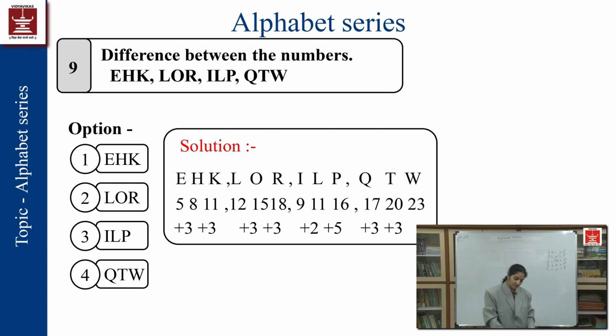Okay, there are again 3 alphabets over here. E, H, K. Okay, it's E, H and K. This is the first option. You have to select the odd one. Second option, L, O, R. Third option, I, L, P. And last option, Q, T, W.